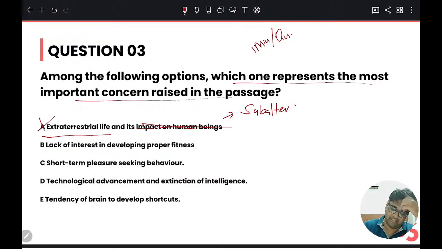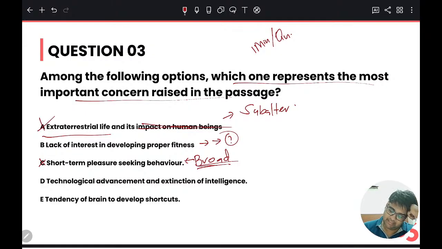Lack of interest in developing proper systems, that was a concern. So I'll park it there. It's a good option. Short-term pleasure versus pleasure-seeking behavior. See, this is a broad concept. Even playing video games or singing to his own thing is a short-term pleasure. It was not implicitly stated, and it is not a concern. It is one of the most prominent causes, eliminating C also. Not a good option. It's too broad.